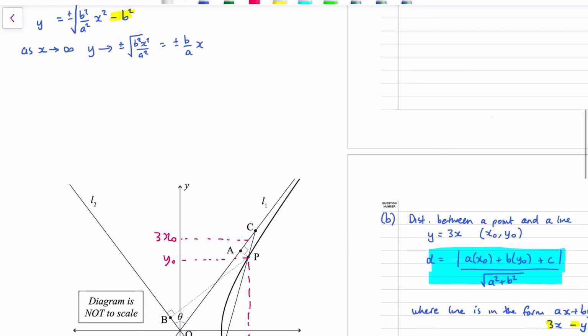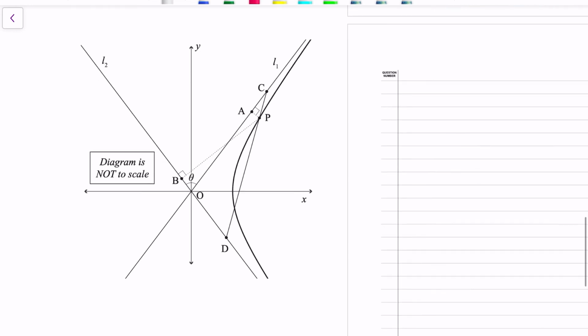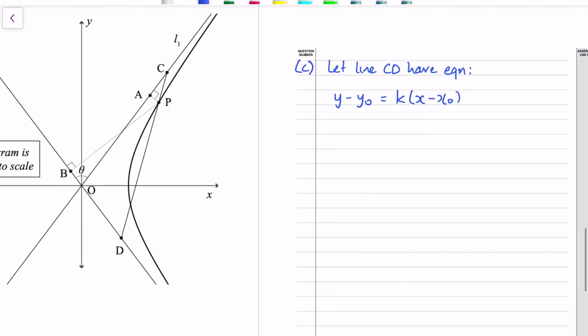Okay. So let the line CD have equation y minus y0 equals k times (x minus x0). And again, we go about finding these coordinates just like we did with A and B. We find C by equating it to the line y equals 3x.